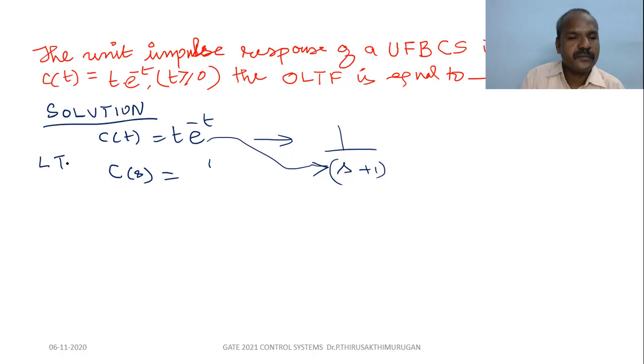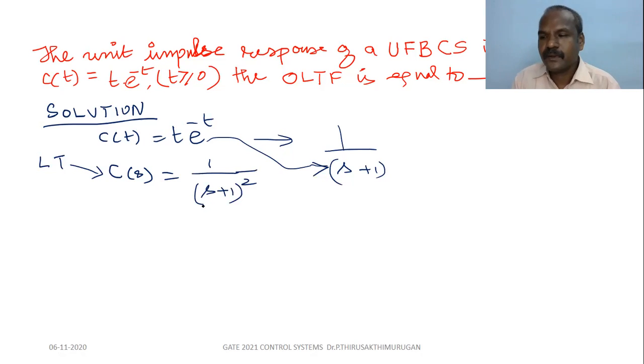Taking the Laplace transform, we get 1 by s plus 1 the whole square. So this is the closed loop transfer function, the transfer function of the impulse response: 1 by s plus 1 the whole square.